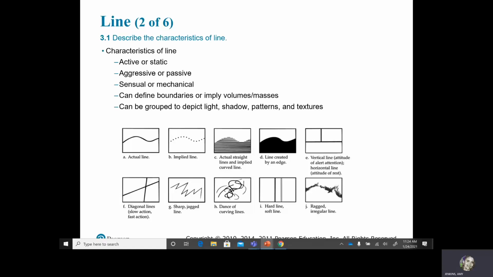Characteristics of line. Line can be active or static, aggressive or passive, sensual or mechanical. It can define boundaries or imply volumes or masses. It can be grouped to depict light, shadow, patterns, and textures.